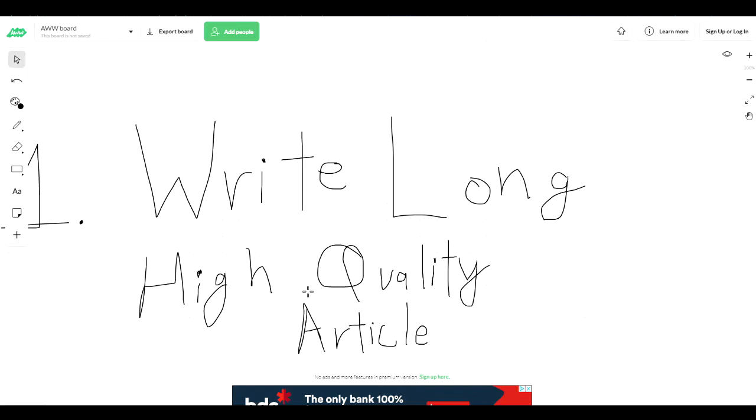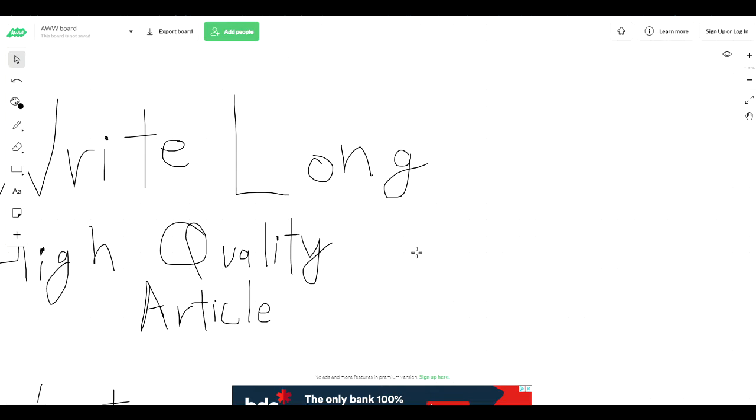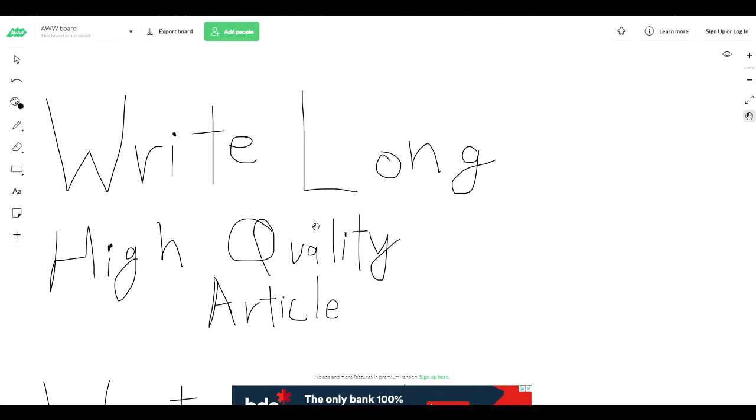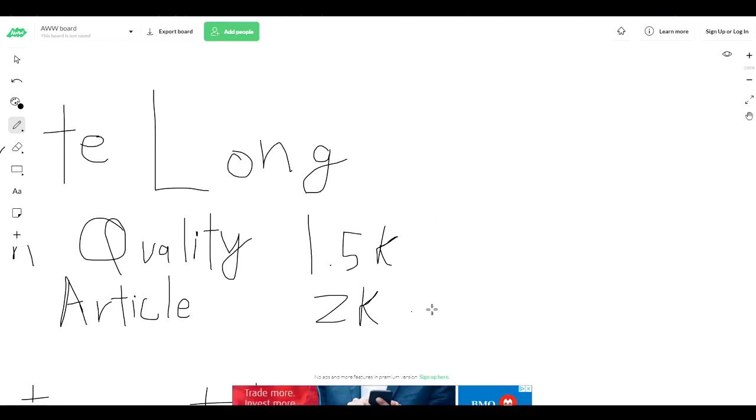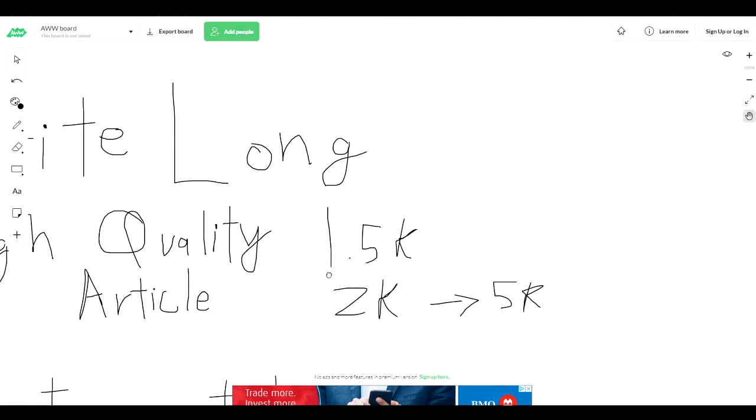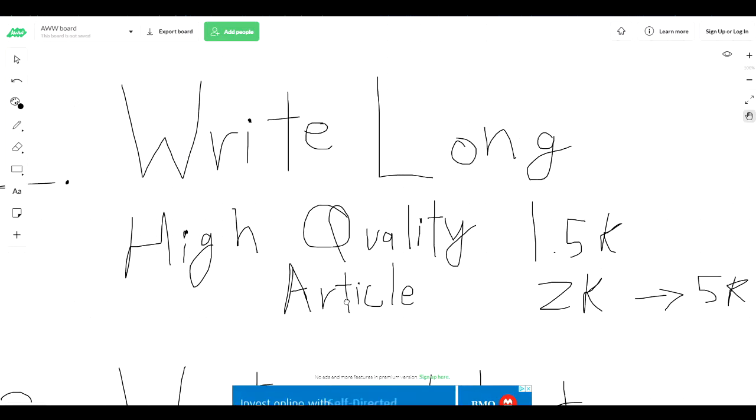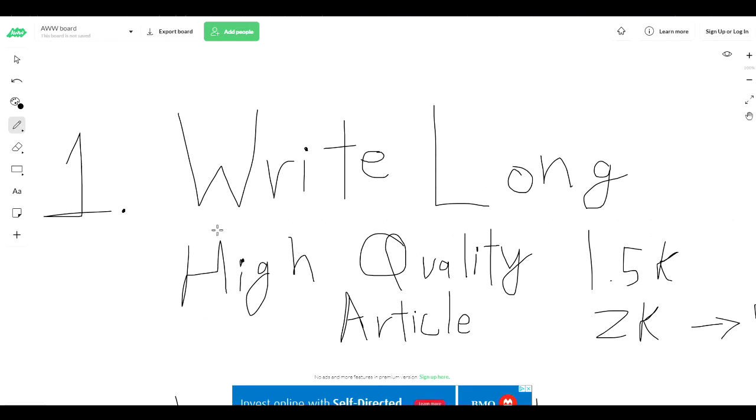I guess you can do 1,000 words for a support article, but for money articles, I wouldn't do less than 1.5k words or 2k at least minimum. Okay, you can go all the way up to like 5k words for some of your money posts. So make sure you write really long form, high quality content, and it has to be high quality.